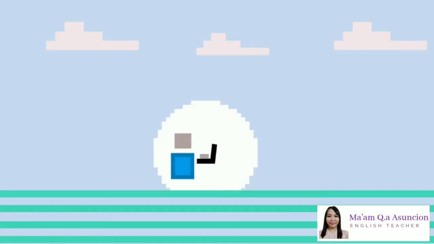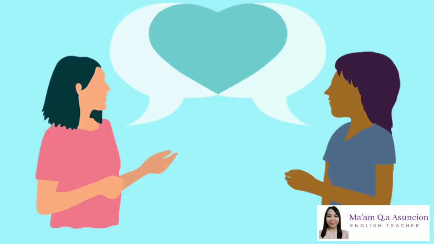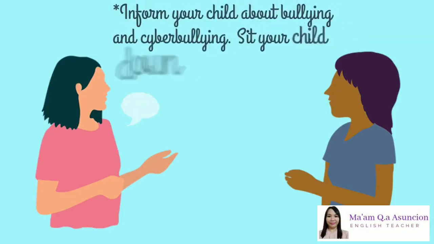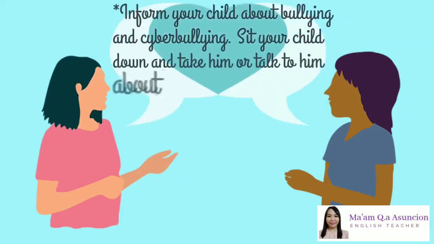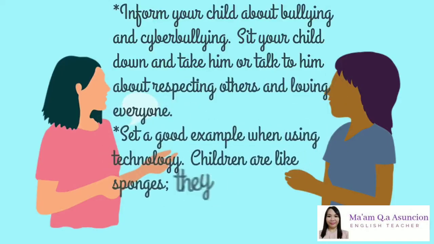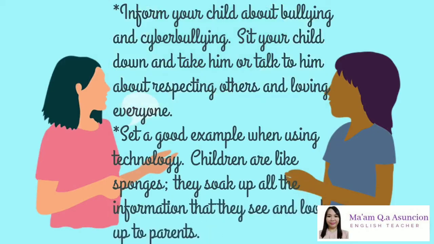Number 5. There are tips to prevent cyberbullying. Inform your child about bullying and cyberbullying. Sit your child down and talk to him about respecting others and loving everyone. Set a good example when using technology. Children are like sponges. They soak up all the information that they see and look up to parents.